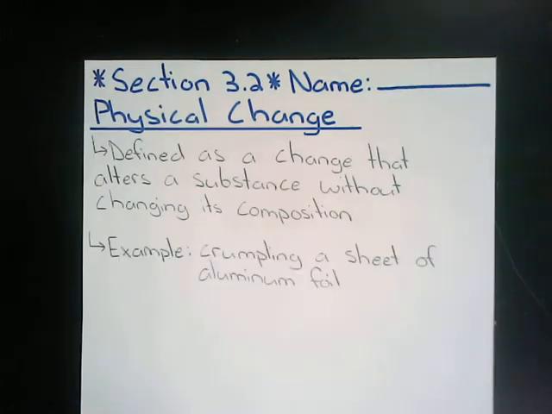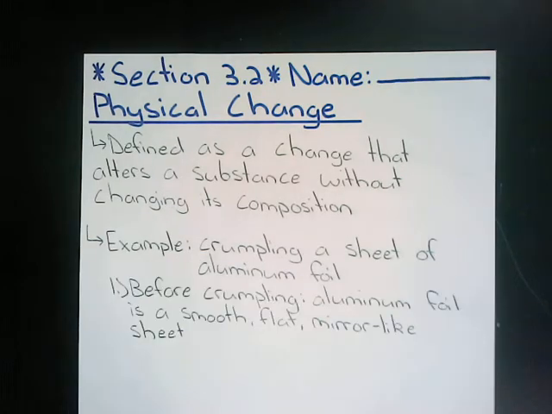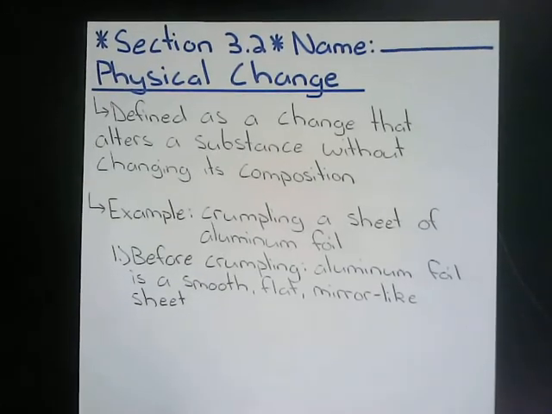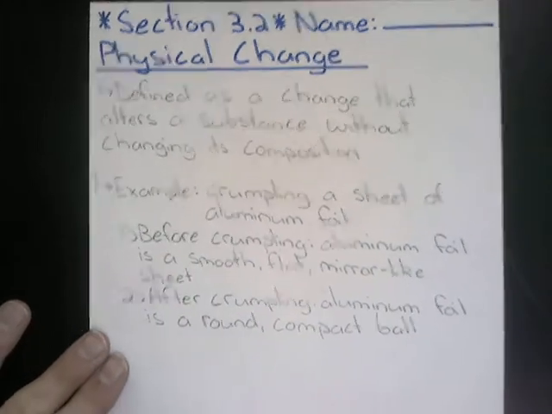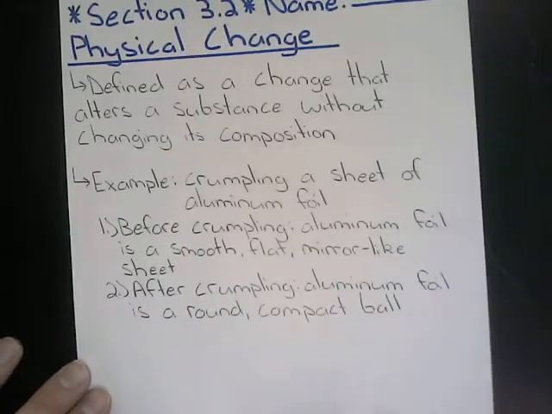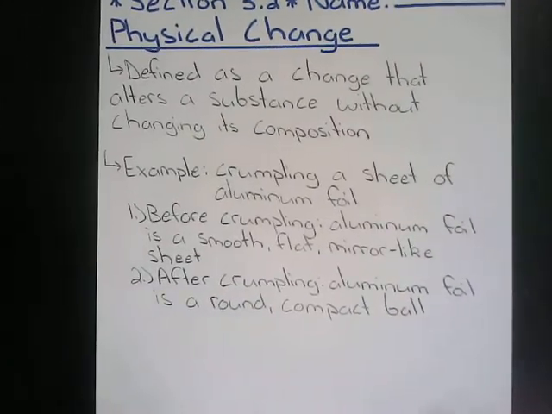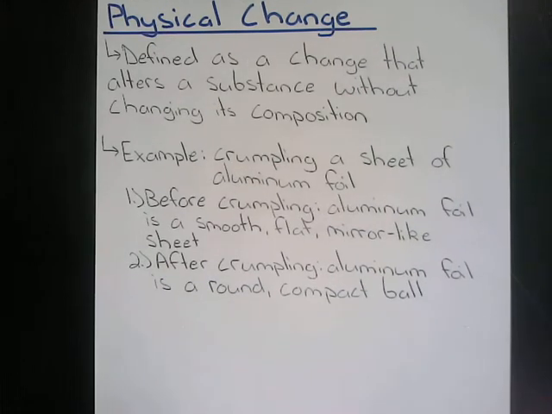Now, before crumpling up that sheet of aluminum foil, it is a smooth, flat, mirror-like sheet. And after that sheet of aluminum foil is crumpled, it becomes a round, compact ball. Now, it's also important here to identify some other examples of physical change.